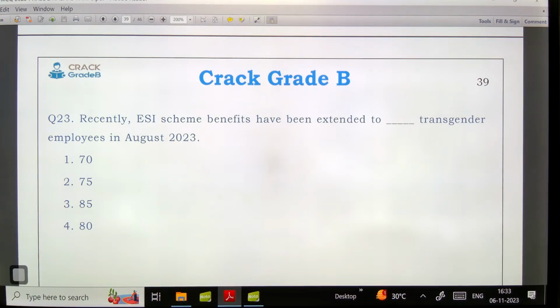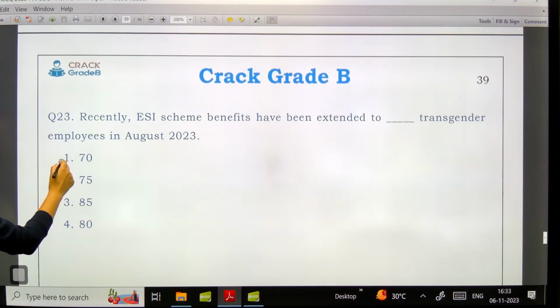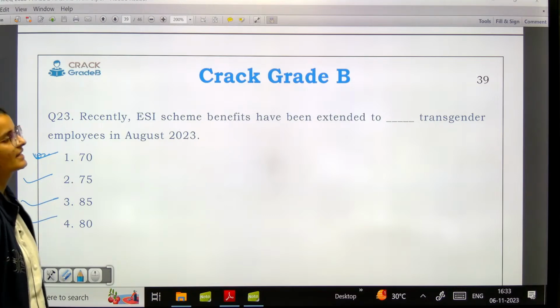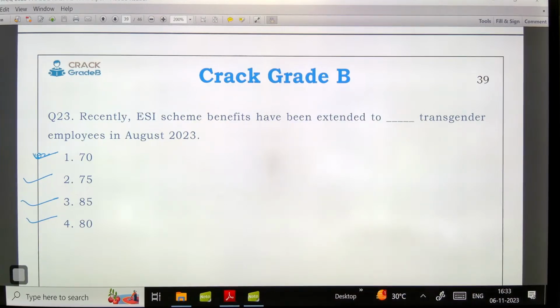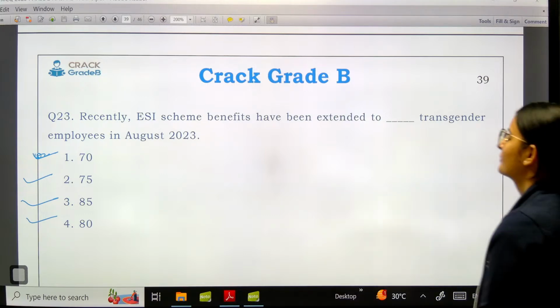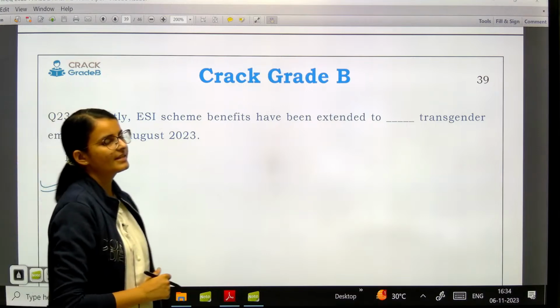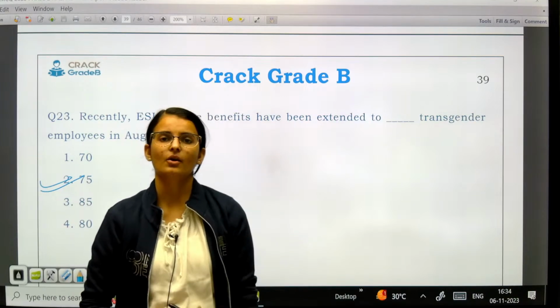Recently, Employee State Insurance scheme benefits have been extended to transgender employees in August 2023. What number of transgenders? 70, 75, 85, 80 have benefits extended under the ESI scheme. No idea? What about others? So it is 75. Recently ESI scheme benefits have been extended to 75 transgenders in August 2023.